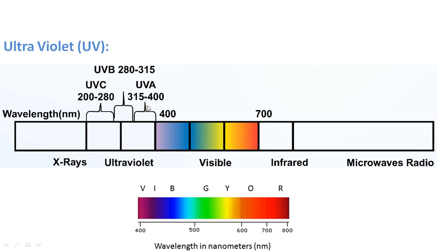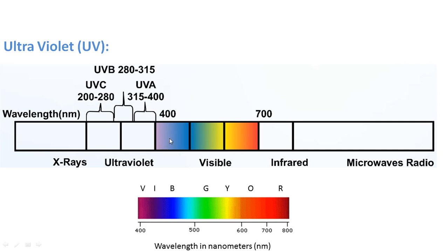So what is ultraviolet light? Ultraviolet light has the ability to kill bacteria, viruses, cysts or protozoa that are present in the water and cause diseases. Here you can see the region of ultraviolet light is below the visible region.